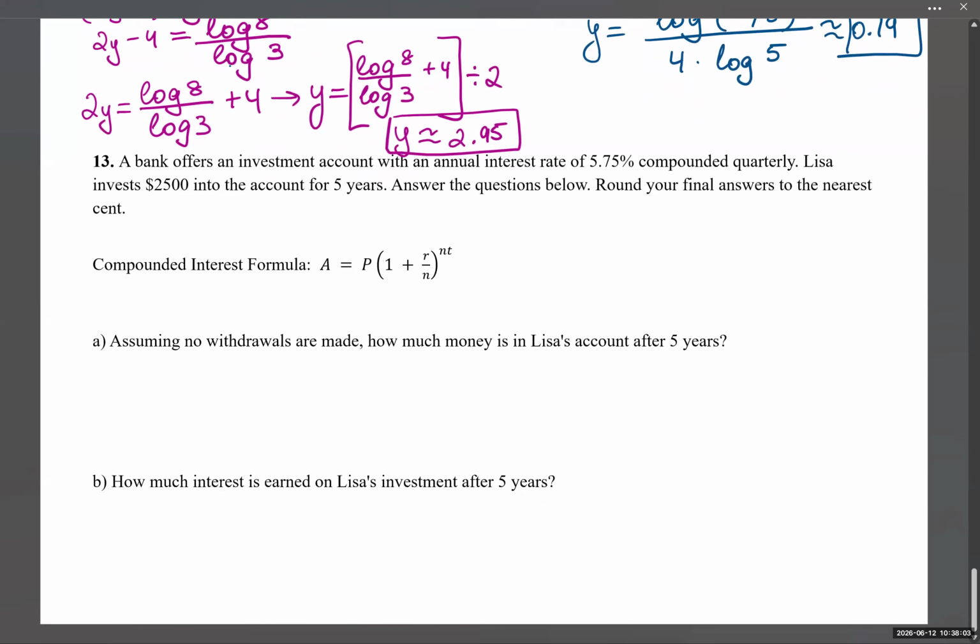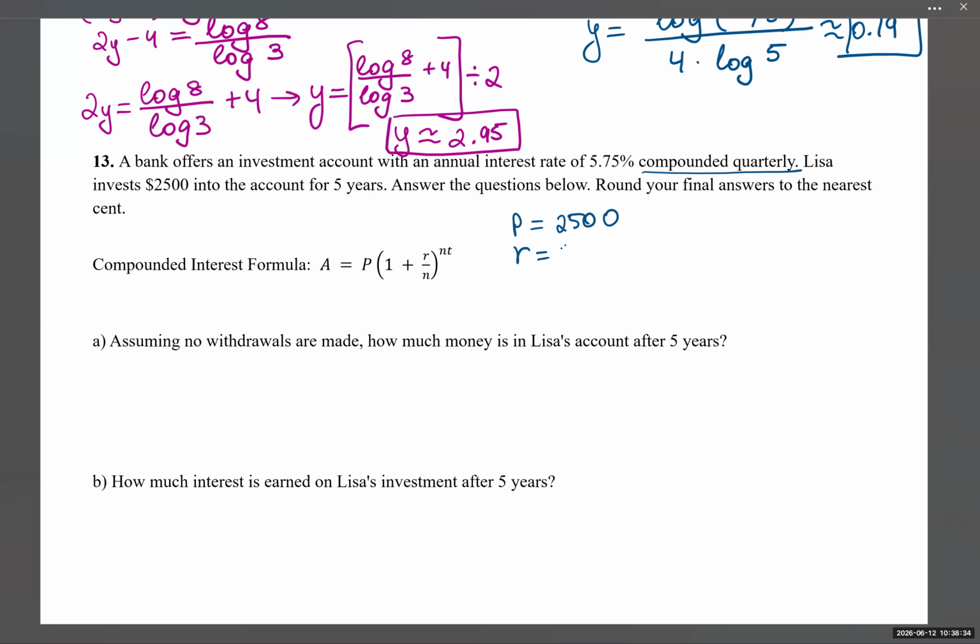And the last one, the bank offers an investment account with an annual interest rate of 5.75%, compounded quarterly. Lisa invests $2,500 into the account for 5 years. So we need to answer the following questions. We're going to be rounding to the nearest cent, so 2 decimal points. So the formula is given on this quiz. So let's go ahead and see what's actually given in the problem. P is the amount you start with, so that's 2,500.